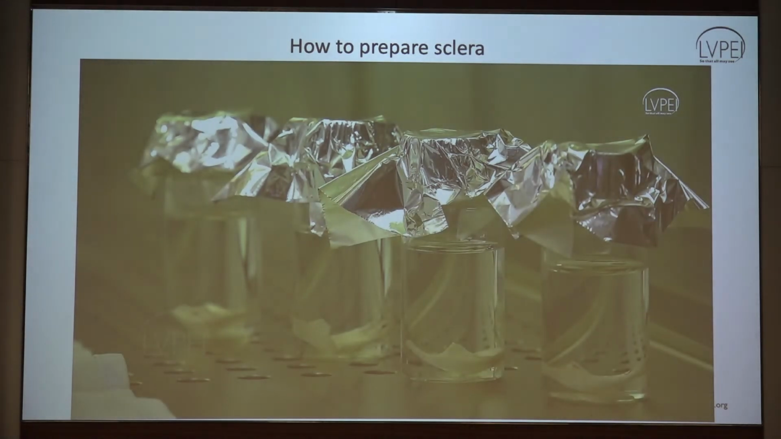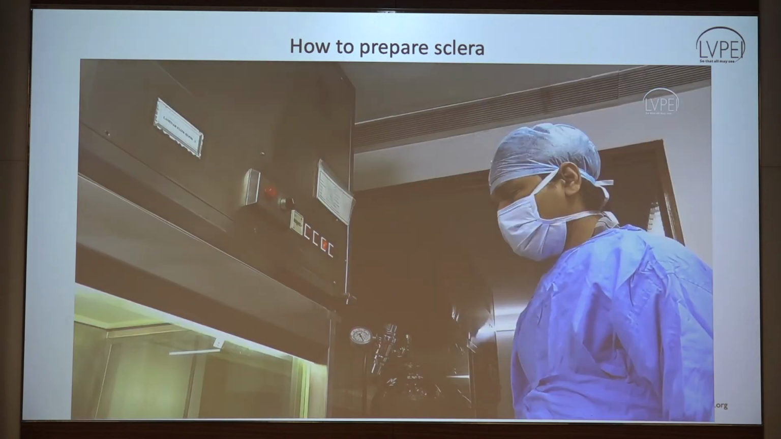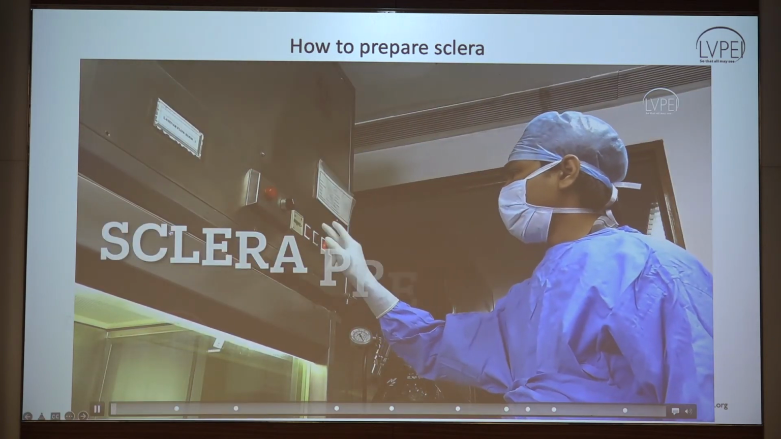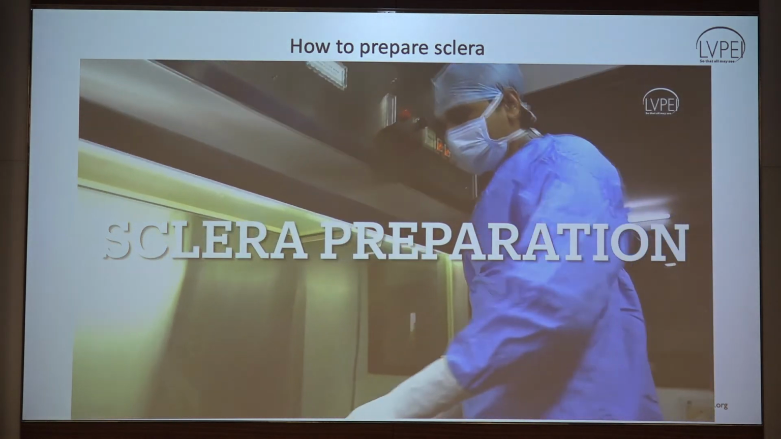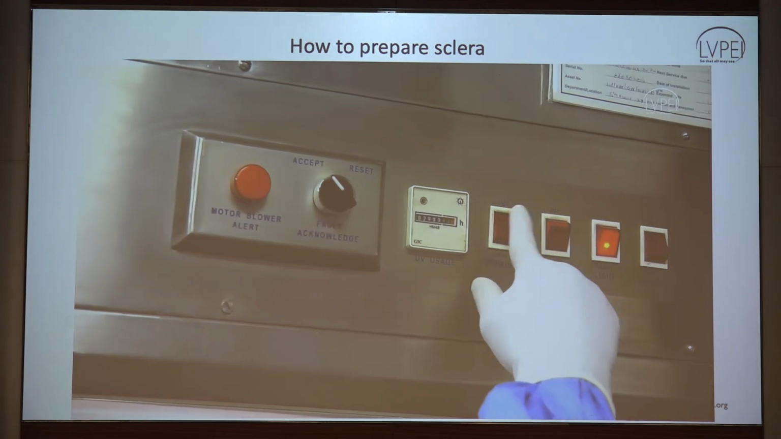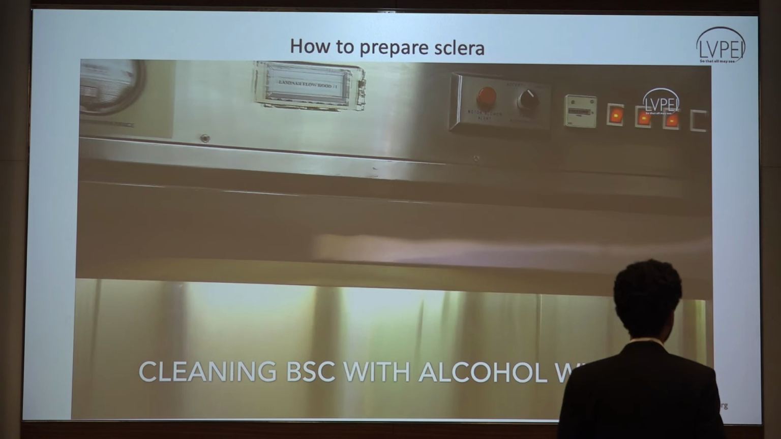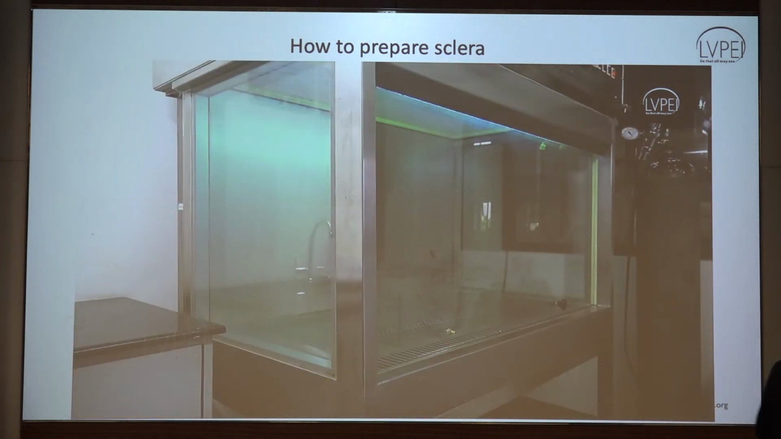How do we prepare the sclera? This video describes in brief the methods in which the human sclera is prepared. It's first important that apart from all the contraindications where we do not do a cornea transplant from those donors, we do not take the sclera as well. And then in the biological safety cabinet where the sclera has to be prepared.